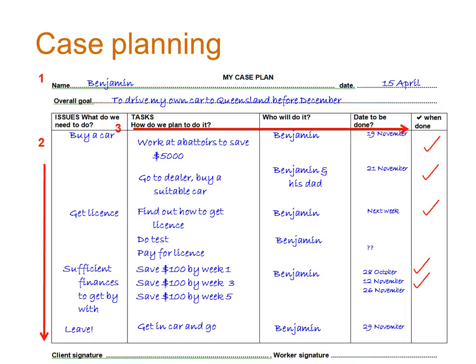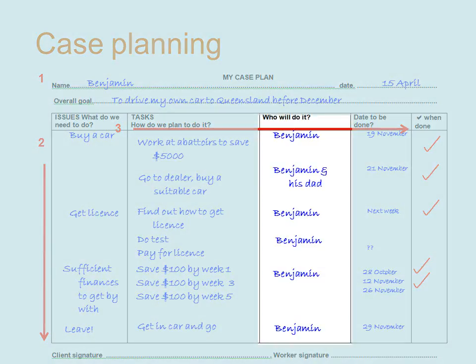Okay, so you work your way right across. How do we plan to do it? Who's going to do it? So some things are going to be the client's job, some things are going to be our job. Generally speaking, this third column, who will do it, only lists 2 parties. That's you, the worker, and the client, because you're the one sitting at the table that can make the deal of you'll do this and I'll do that. Here we must have had the agreement that Benjamin's dad was also going to be involved. That's one of the exceptions, but generally speaking this is just a list of names. Caseworker, Benjamin, caseworker, whatever.